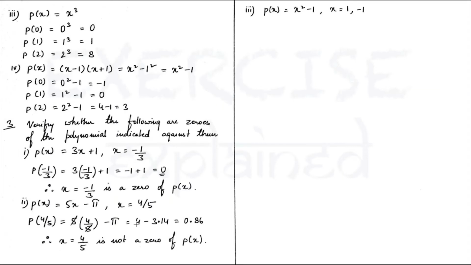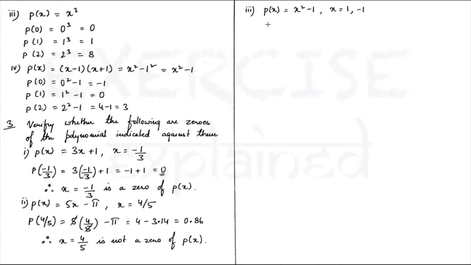So we are left with 4 minus pi, whose value is 3.14. So 4 minus 3.14 gives us 0.86. Mind it, 0.86 is not equal to 0. So we do not get the answer as 0. So that means 4 by 5 is not a 0 of the polynomial p of x.